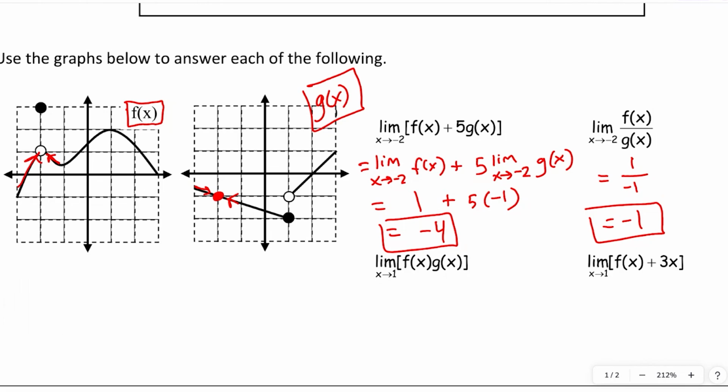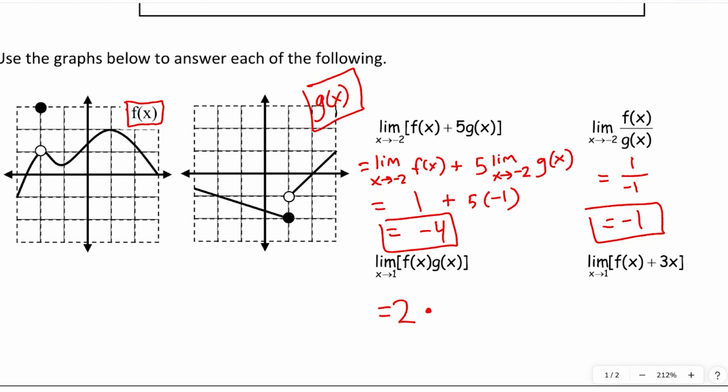What's the limit as x approaches 1 for f of x? Yeah, it's 2. So this is going to equal 2 times the limit as x approaches 1 of g of x. Yeah, what is the limit as x approaches 1 for g?